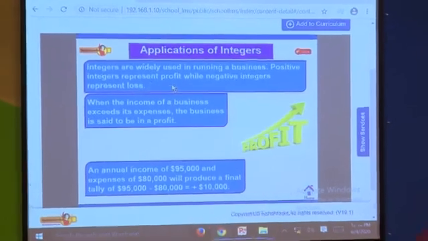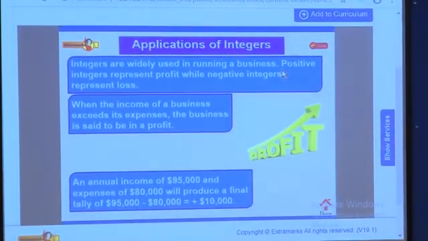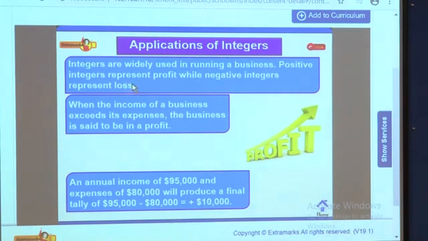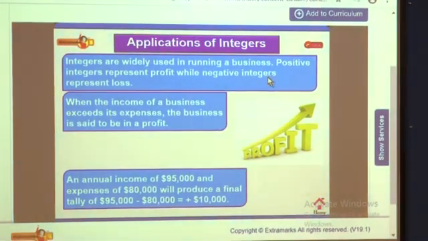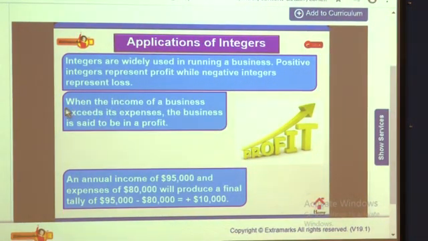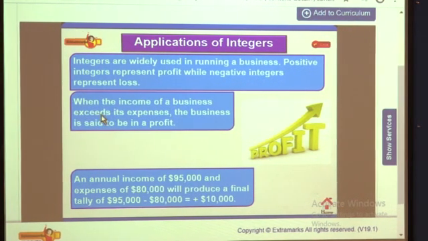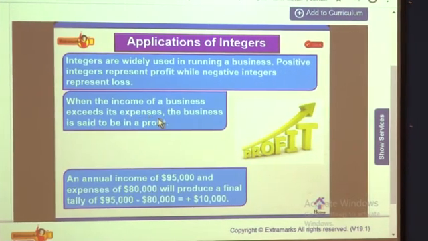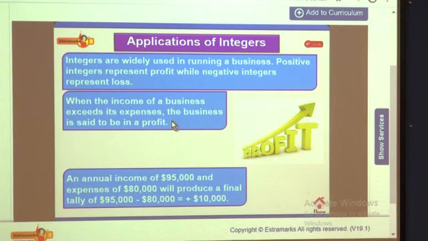Integers are widely used in running a business, where positive integers are represented by profit and negative integers are represented by loss. When the income of a business exceeds its expenses, the business is said to be in a profit. Your parents also do business because they always try to get a profit. So how do they do that? Expenses should not be more than income.